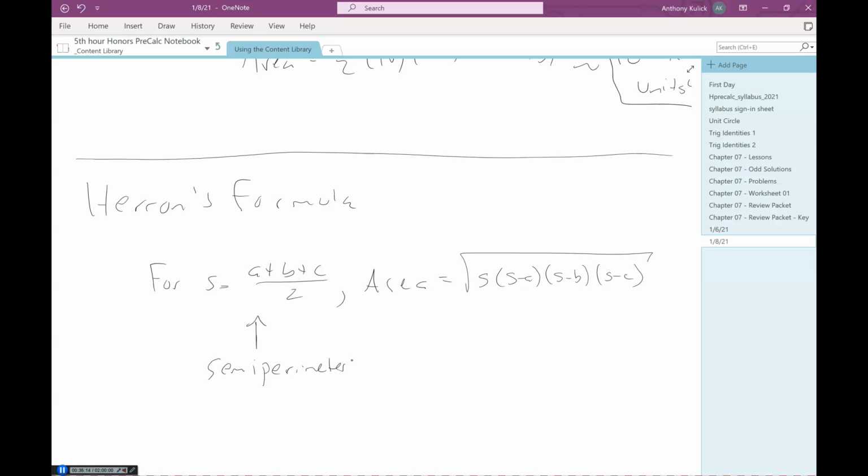If you divide it by 2, the prefix for dividing something in half is semi, right? If you have a semicircle, it's like half of a circle. Everybody's okay with that notion? We're going to actually derive this formula because it's an interesting exercise.